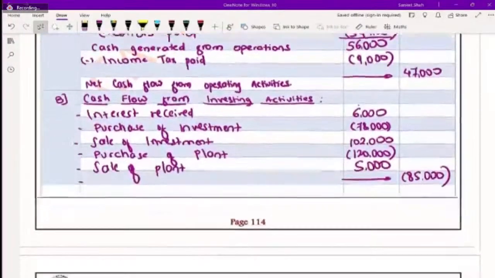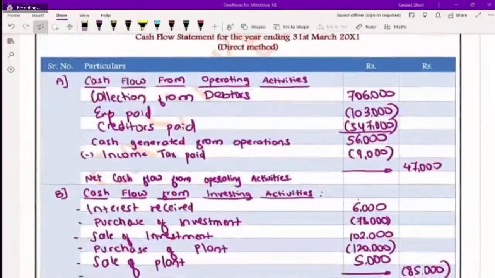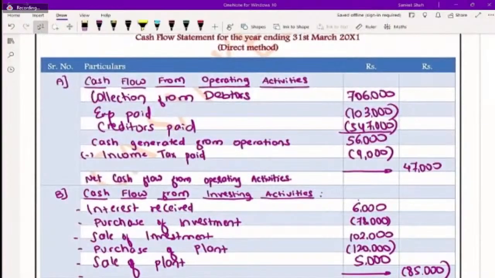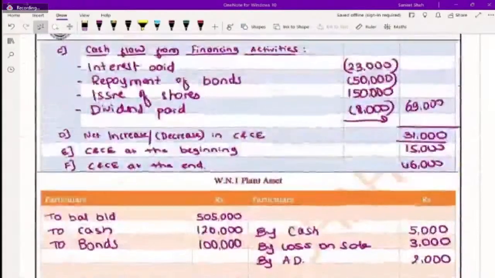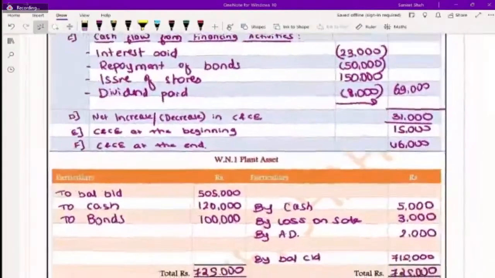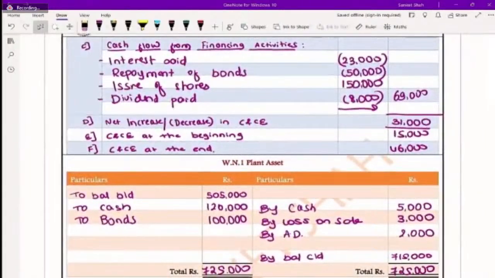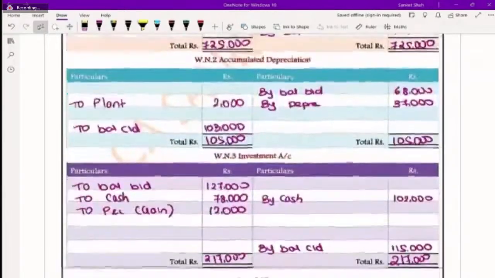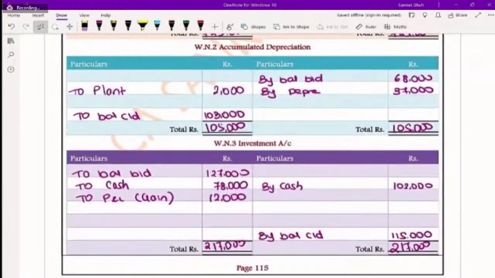47, 85. You can take a screenshot. This one. Okay. Yes, plant account, you can take a screenshot of this. Next, if you are not tallying, you can take a screenshot. Accumulated depreciation.